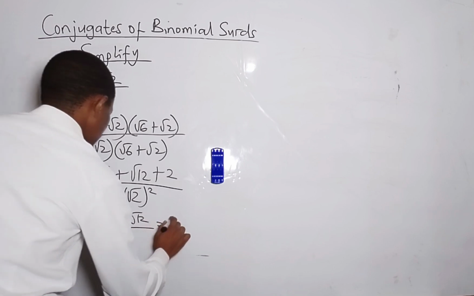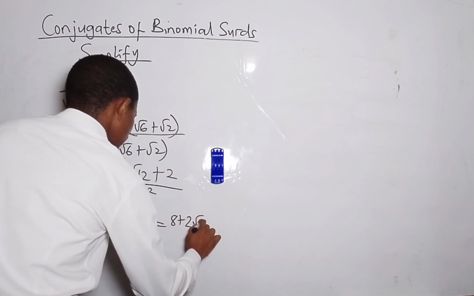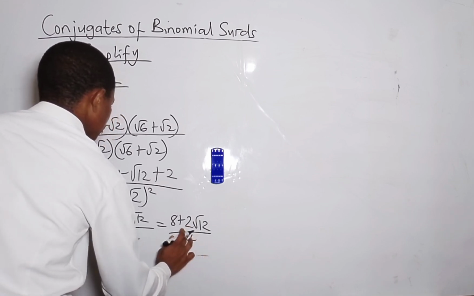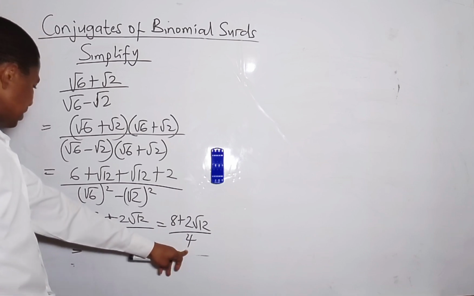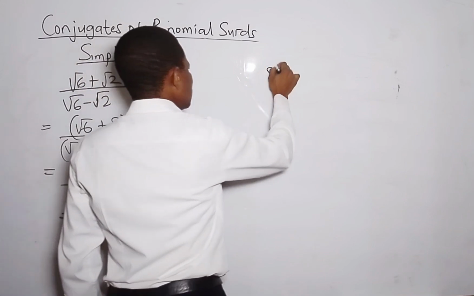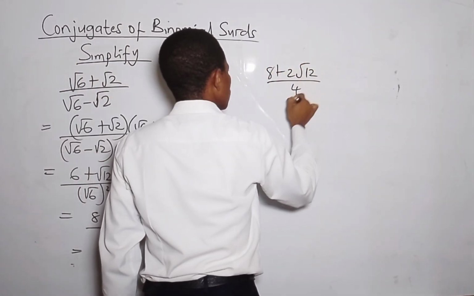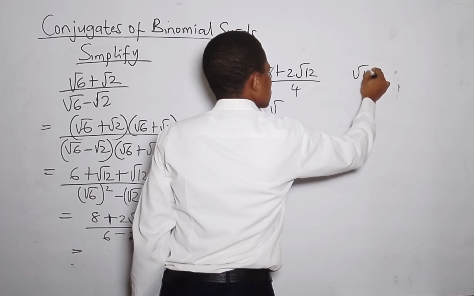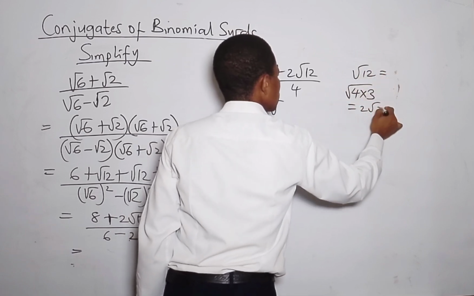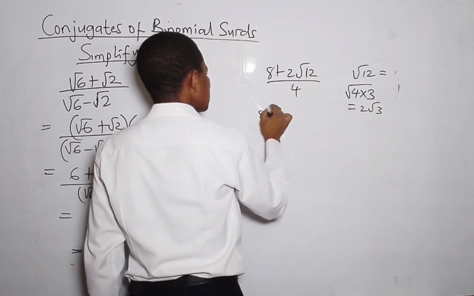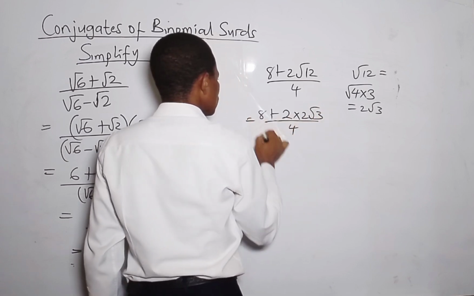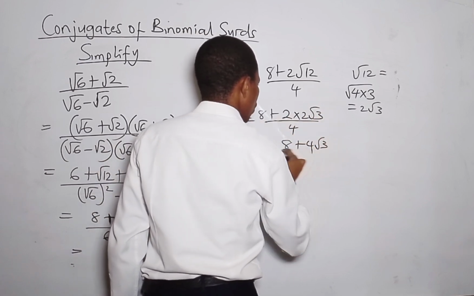That gives us 8 plus 2 root 12 over 6 minus 2 rather, over 4. Now, we could leave our answer this way actually, but we can simplify further. Root 12 is the same thing as saying root 4 times 3. That's 2 root 3. So we can simplify this and say 8 plus 2 times 2 root 3 over 4. That gives us 8 plus 4 root 3 over 4.